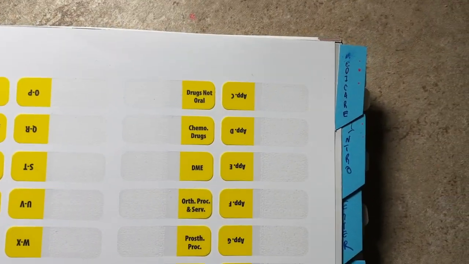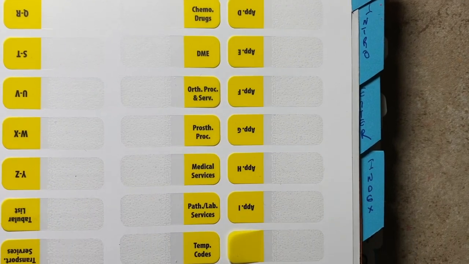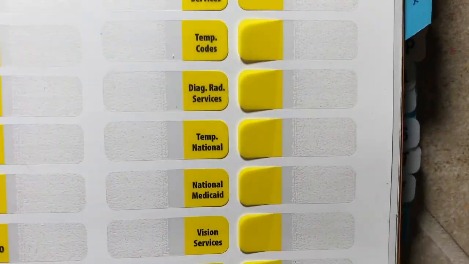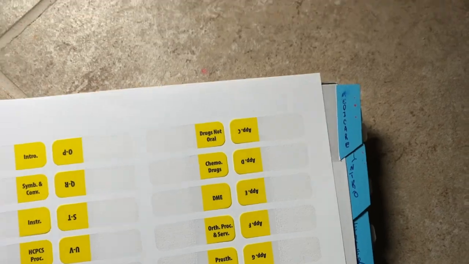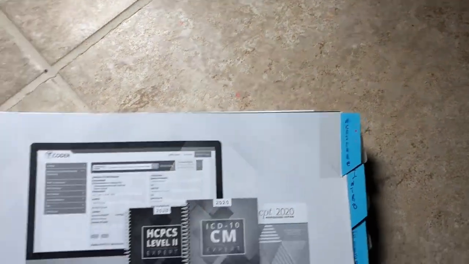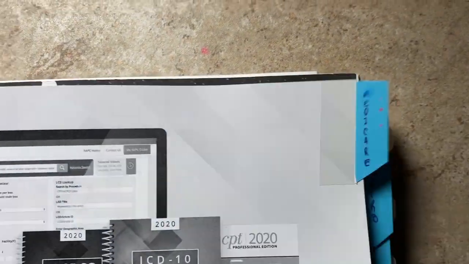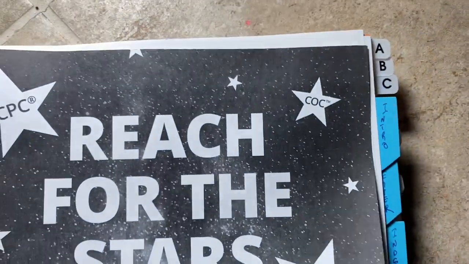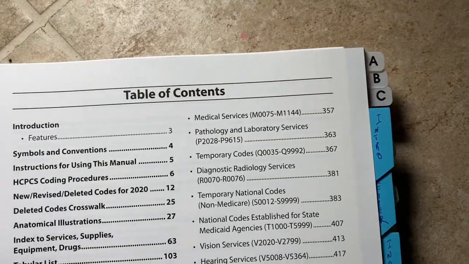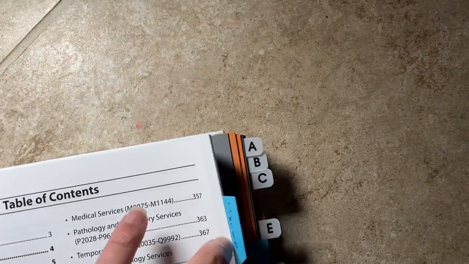Okay, so we're going to start off the tabbing system tutorial with the HCPCS book, and essentially what you can see here is that I'm not using any of the tabs that they supplied. So first off, I have a Medicare section here where I would put all my Medicare type of information, Part A, B, C, D, that type of stuff, introductory.